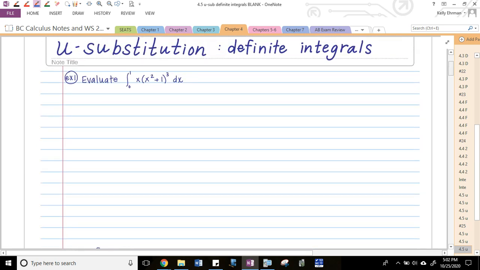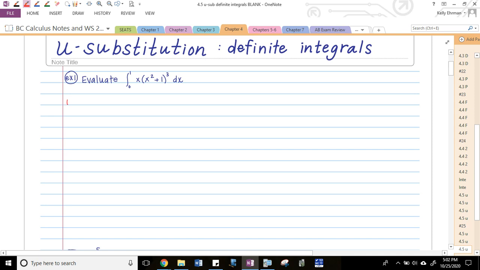For my first example, I want to find the integral from 0 to 1 of x times (x squared plus 1) cubed dx. So let's use u substitution to find the antiderivative. If we let u equal x squared plus 1, then du/dx is equal to 2x, and you can solve for dx. And we can see what we're working with here.